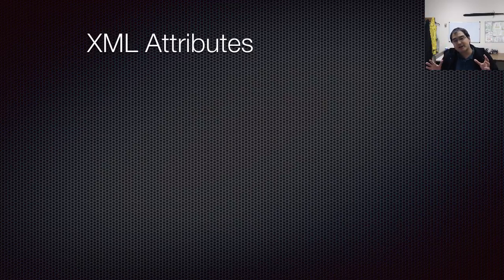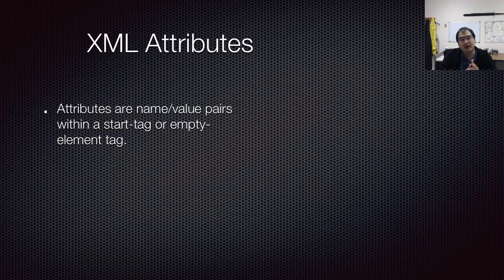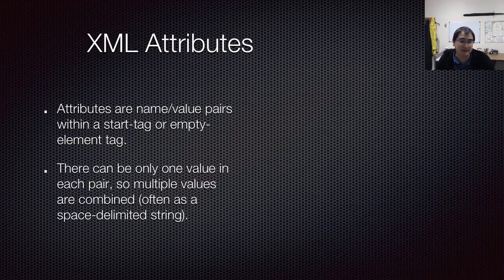In addition to just the content that can be between tags, you can also add attributes to elements. Attributes are name value pairs within either the start tag or the empty element tag. You're not allowed to have attributes in the end tag. And there can only be one value in each pair, so you can never say here is a name and it maps to multiple values.